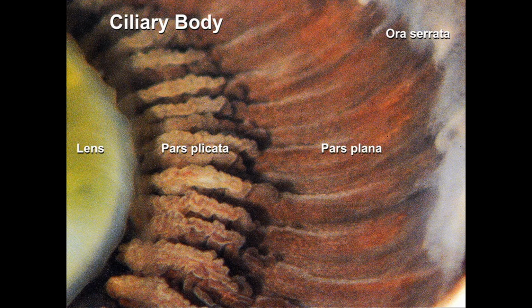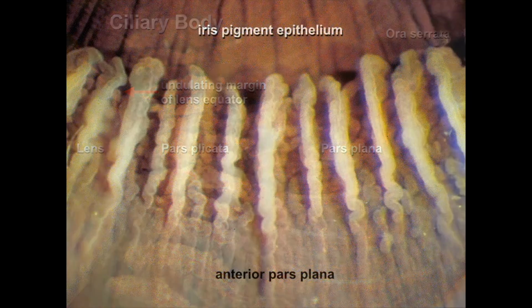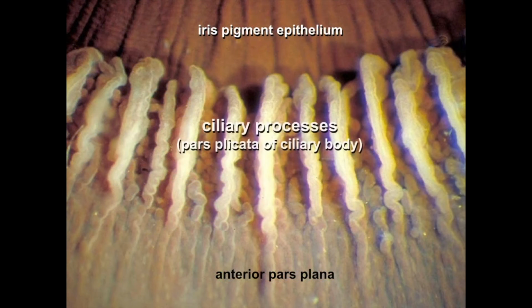In this macro photo, the tips of the ciliary processes are seen in close proximity to the equator of the crystalline lens. After fixation, the equator of the lens may have an undulating margin. The aqueous humor is secreted by the non-pigmented ciliary epithelium of the ciliary processes. The ciliary processes in this photo show moderate hyalinization. The lens is absent.